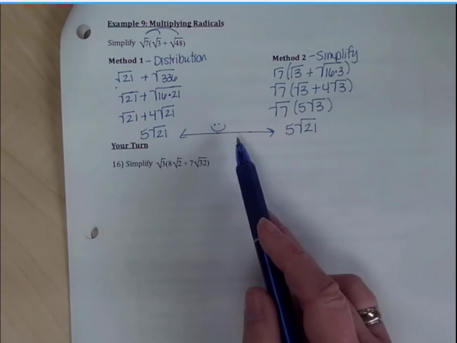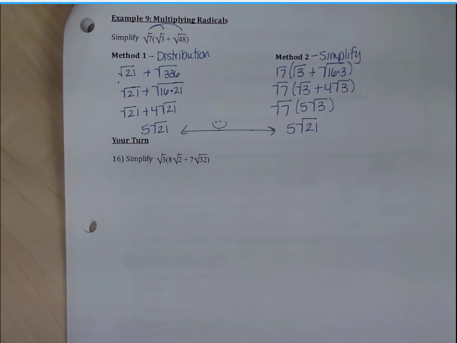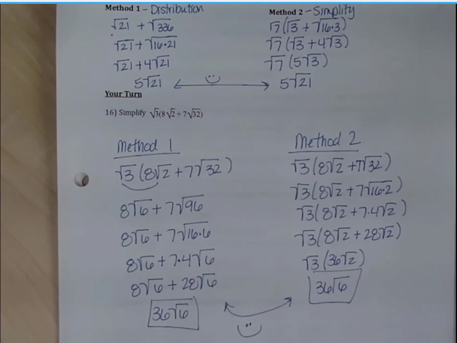So whatever one is easiest for you, I want you to go ahead and try number 16. Hit pause, and when you're done, come check your work. Whether you use method 1, distributing and then simplifying, or method 2, simplifying first, you will still end up with 36 times the square root of 6. Nice job. Go ahead and get started on today's assignment.